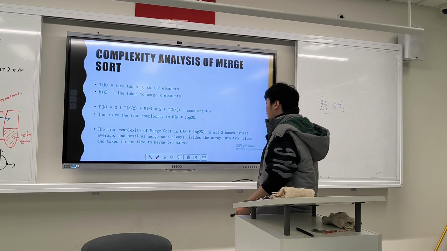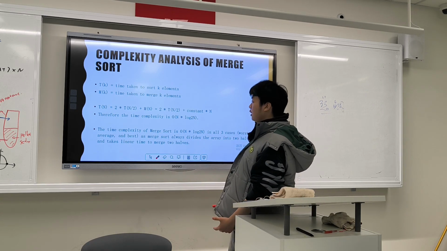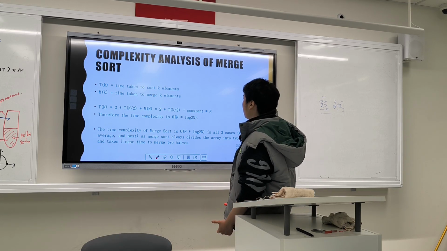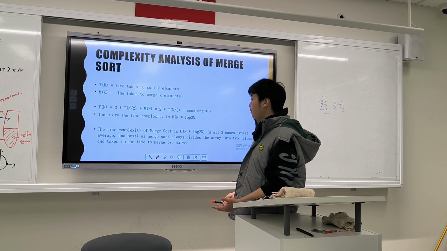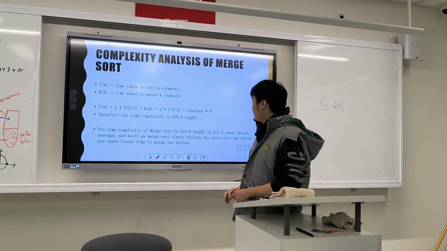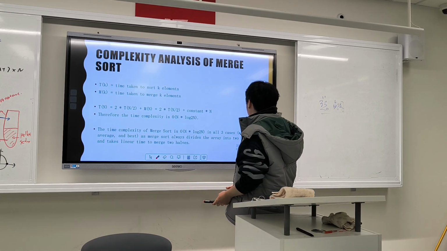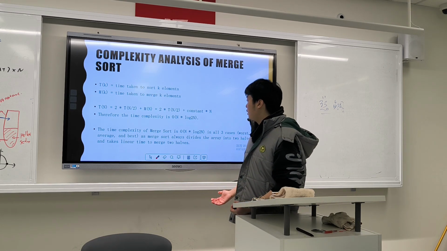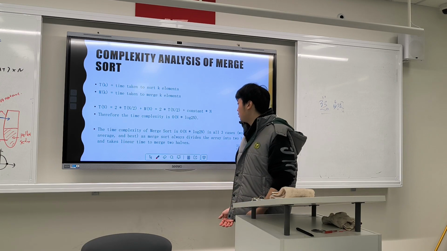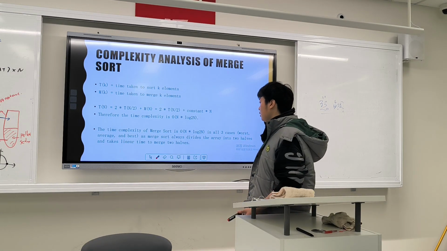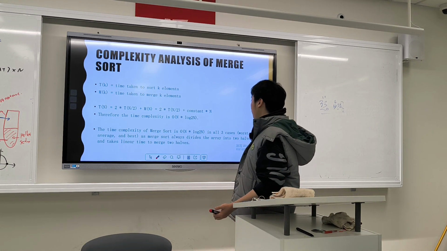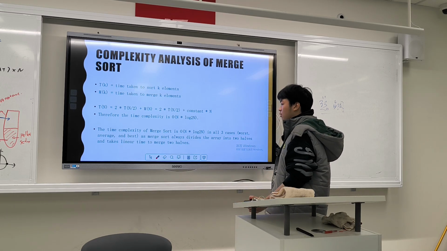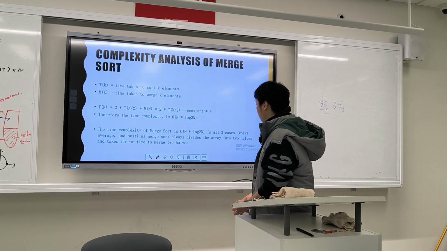Because the constant terms are usually ignored when we use big O notation to talk about the time complexity of algorithms. So for worst case, average case, and best case, the time complexity of merge sort is always O(n log n). This is because it always divides the array into two halves and then takes linear time to merge these two halves.